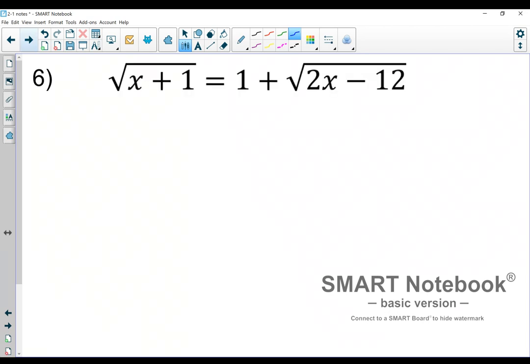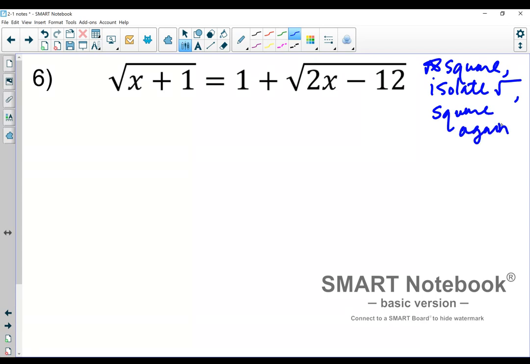Last problem. We have worked our butts off to get here, but we have one last problem. So this one, we have square roots on both sides. We cannot isolate either one of them. We have that one right there that's in the way. So our strategy is going to be square, then isolate our root, and then we're going to square again. So it'll be a miracle if we don't have extraneous solutions after all that, right?